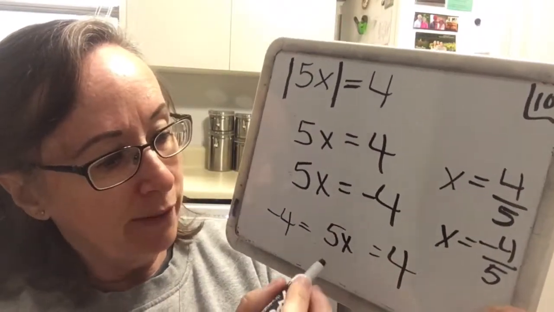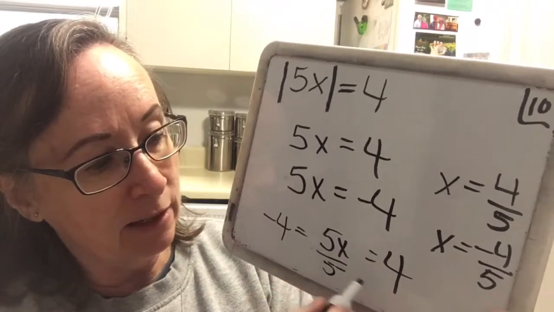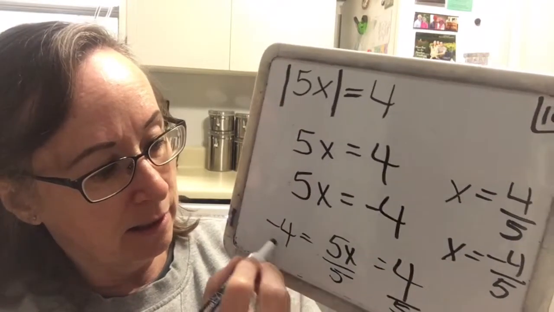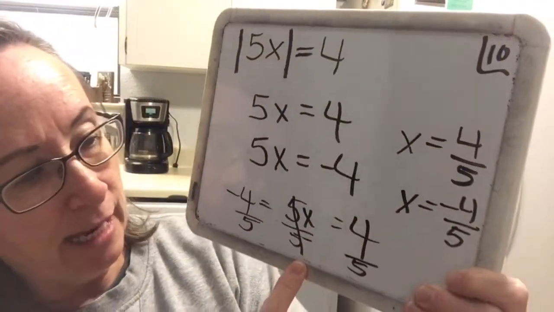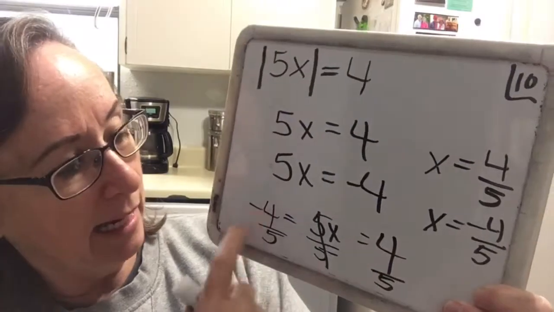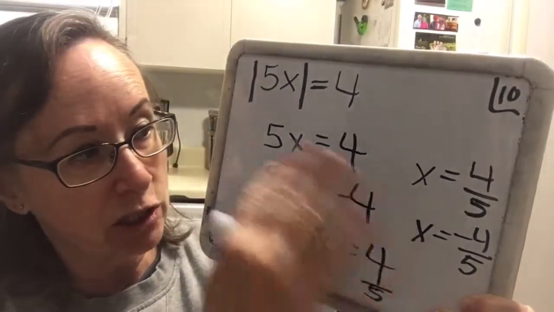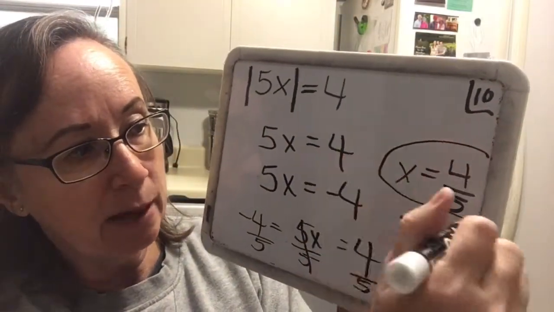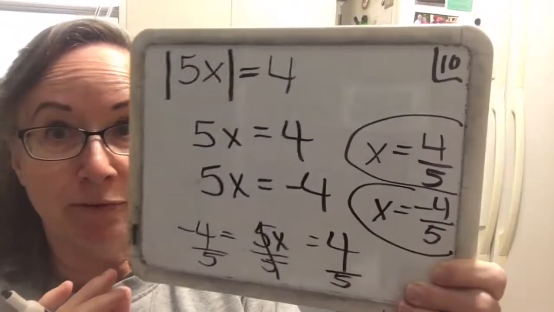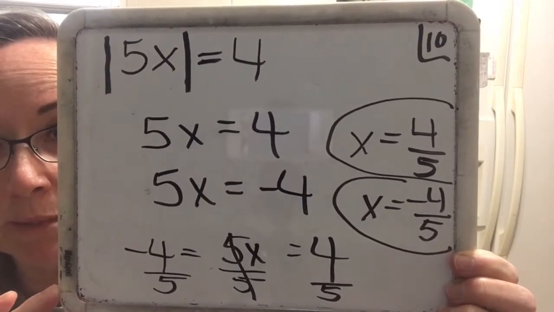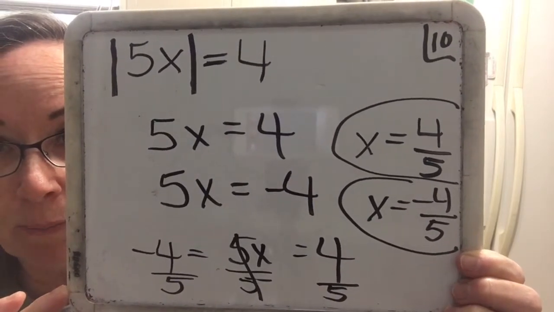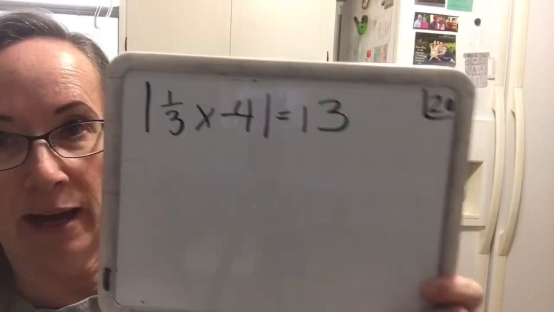Okay, so then I would divide by 5 in all three parts here, and then I get my x by itself, and I get my 4/5 on one side, and I get my negative 4/5 on the other. So it's just a shortcut for getting the same two solutions that we had before. So there's a close-up of your board, and this was problem number 10 on 3.5. Okay, so problem number 20 on 3.5.